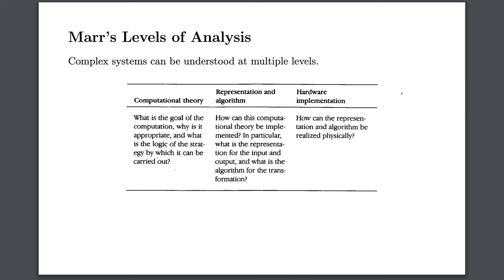This idea is very familiar to every computer scientist, but it's also a deep idea in cognitive science, which is that you can understand some kind of information processing system at different levels of analysis. There's the high level definition of what the system is trying to do, then there are the algorithms by which it's doing it, and then there's the low level implementation, whether that be on a machine, in a neural network, or in the brain, for example.